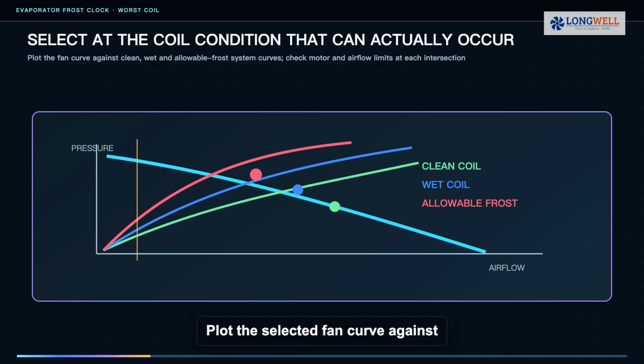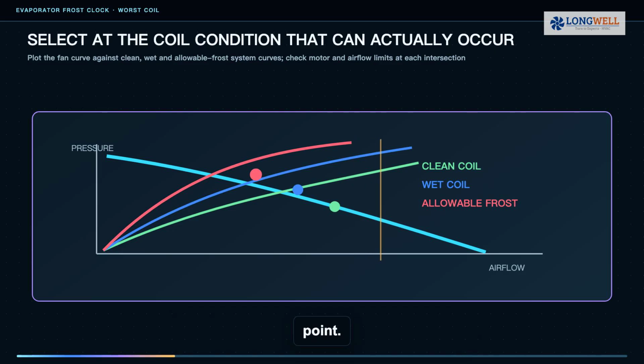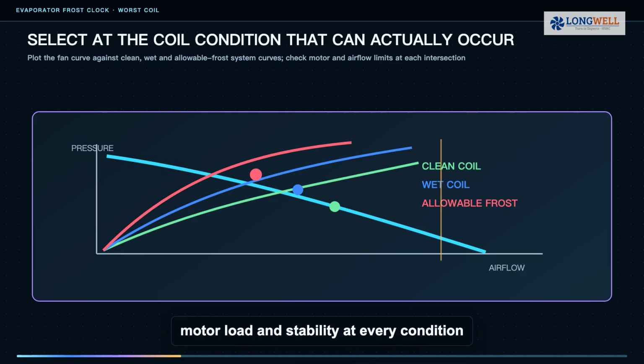Plot the selected fan curve against the clean, wet and maximum allowable frost system curves. Each intersection is a different operating point. Check required airflow, motor load and stability at every condition the evaporator is allowed to reach.